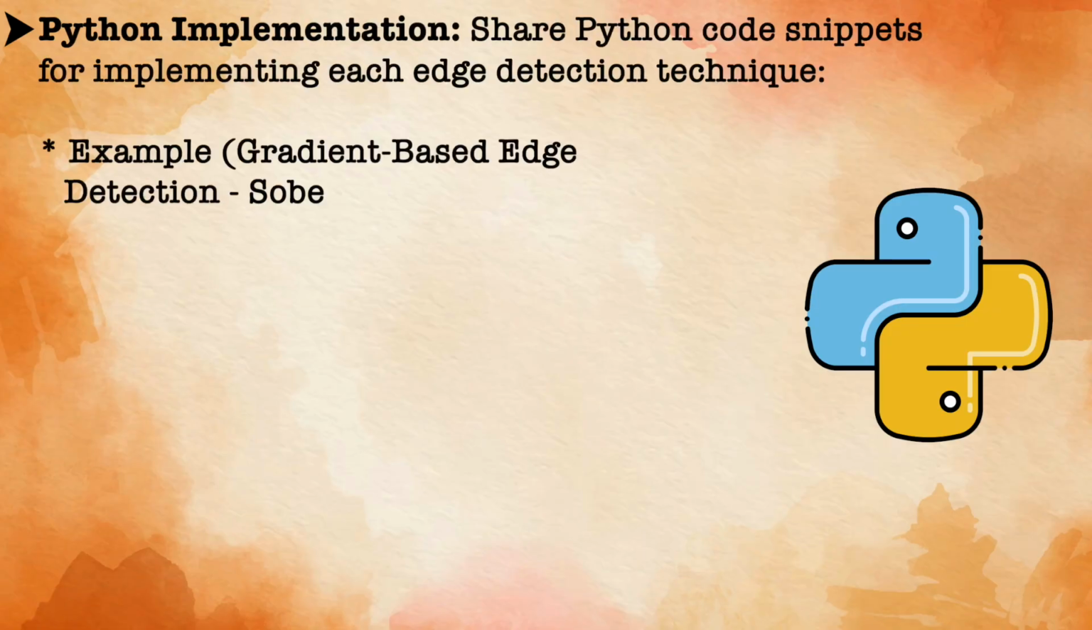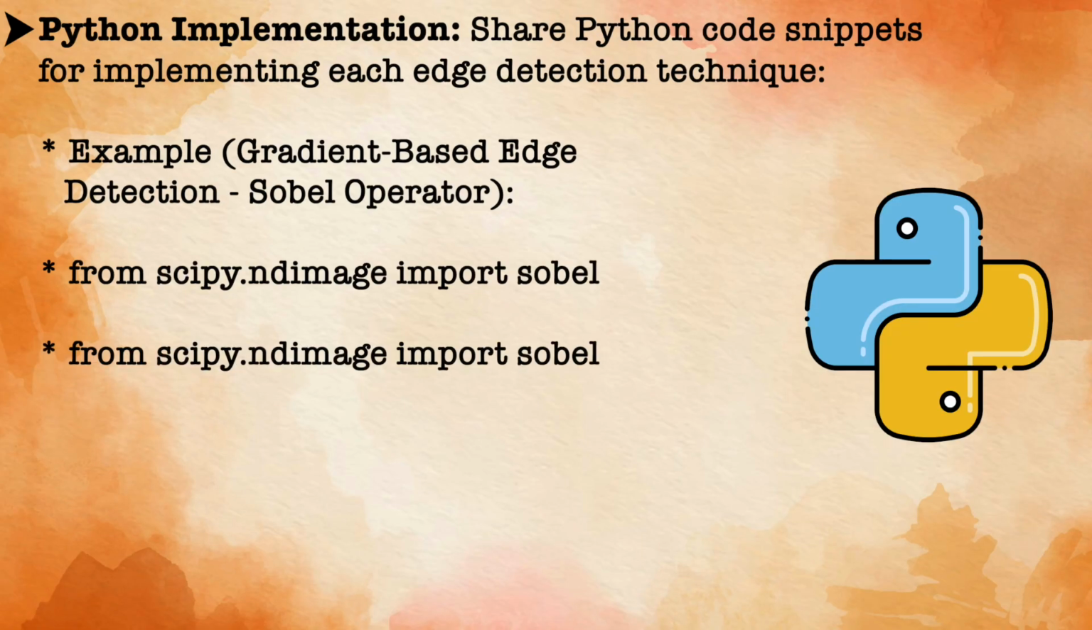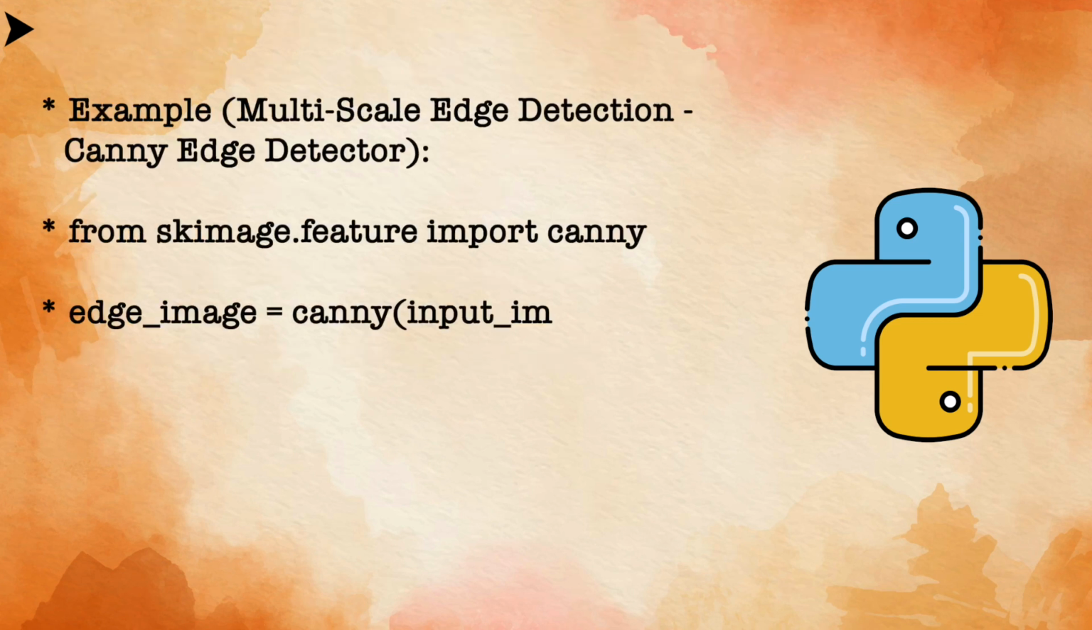So the Python implementation is here for gradient based edge detection, the Sobel operator, and this is the code you have to run on your system and get the output. After that, the example for multi-scale edge detection, that is called the Canny edge detector, and the code is here. Again you have to take this code, run it and get the output.